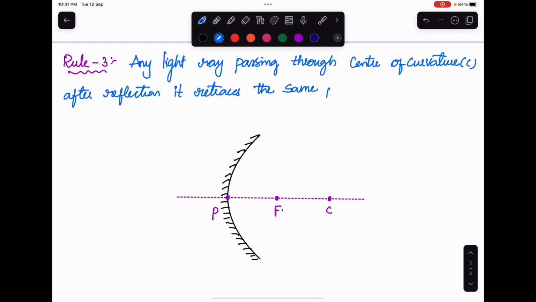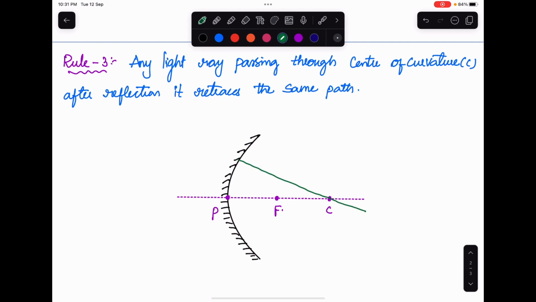Why, sir, does it retrace the same path? Because any line passing through the center of curvature and any point on the spherical mirror, we already know, acts as a normal. So now the light ray itself is incident on the normal, which means the angle of incidence is 0, so the angle of reflection will also be 0. As a result, the light ray will retrace its path.